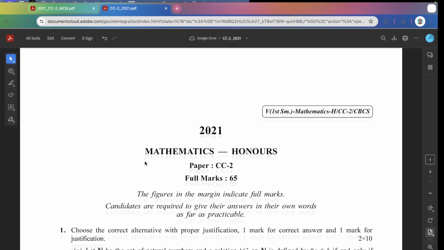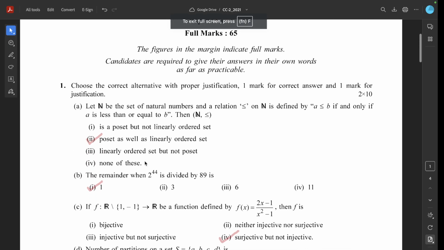2022 21. Question 1a. Let N be the set of natural numbers and a relation less than or equal to on N is defined by a ≤ b if and only if a is less than or equal to b. Then (N, ≤) is, correct option 2, poset as well as linearly ordered set.